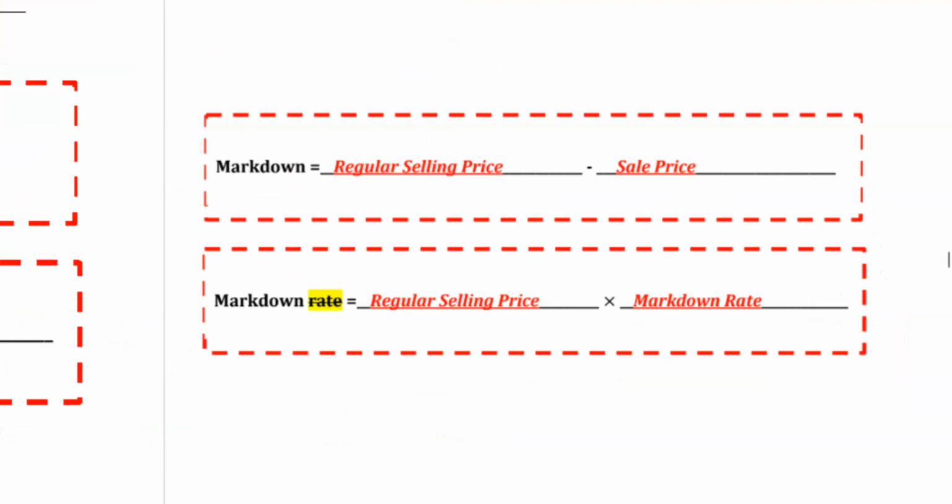Markdown equals regular selling price minus the sale price. This is the formula we are going to use when we have a sale price and not the rate as a percent. Okay, so in our second formula, the one that says markdown equals the regular selling price times the markdown rate, that is the one we are going to use when we do have a percent in our problem.